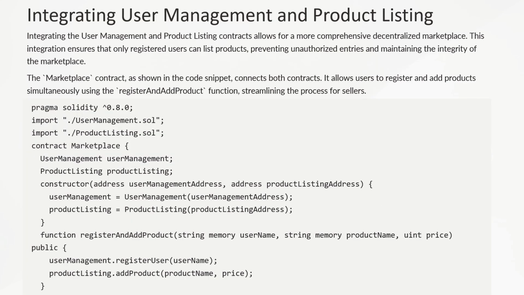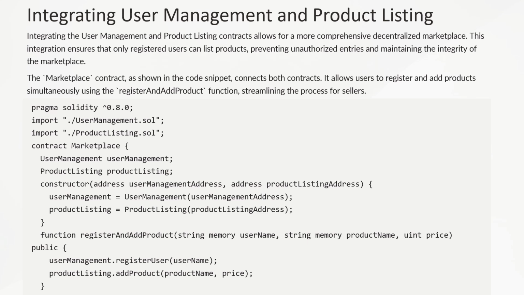Let us now look into integrating multiple smart contracts by integrating user management and product listing contract. This allows for a more comprehensive decentralized marketplace. This integration ensures that only registered users can list products, preventing unauthorized entries and maintaining the integrity of the marketplace. The marketplace contract is designed to integrate the functionality of user management and product listing contracts, enabling a seamless user registration and product listing process within the decentralized marketplace.